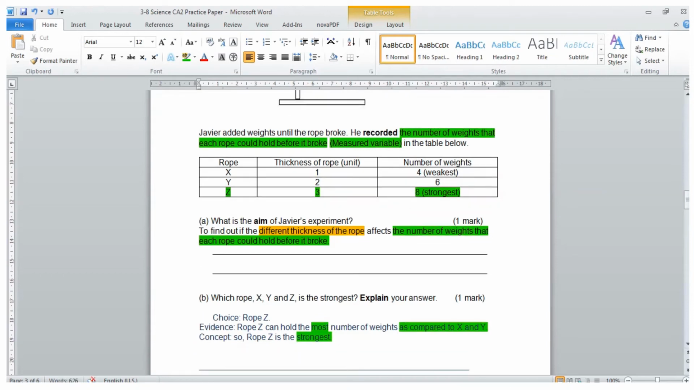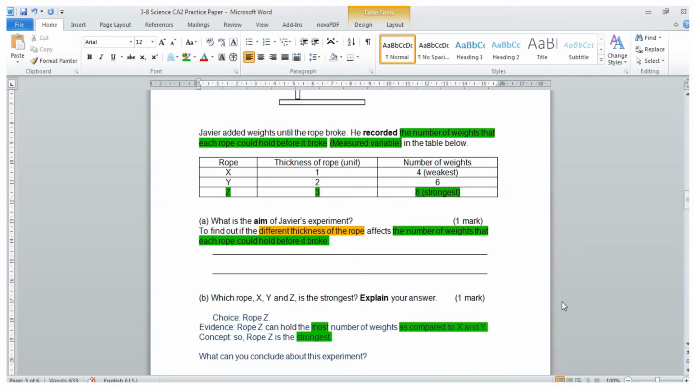Now, however, this kind of question can also come out in a way that it can say something like this: what can you conclude about this experiment? Sometimes the question might come out something like that, without asking you which rope is the strongest. When I ask you, what can you conclude? What can you say about this experiment? What I'm asking you to do is look at the results, comment on the results. What can you tell me about these ropes?